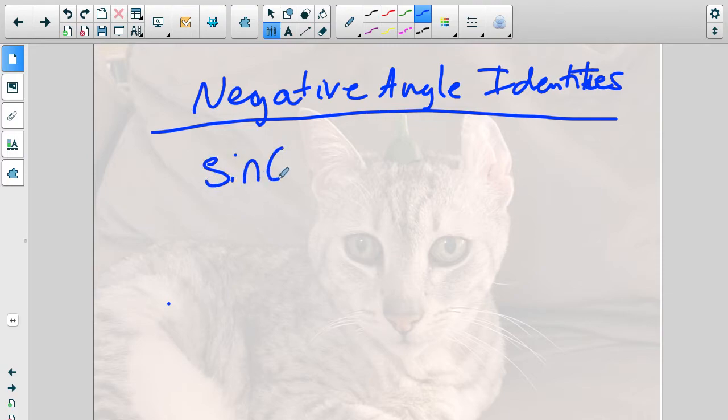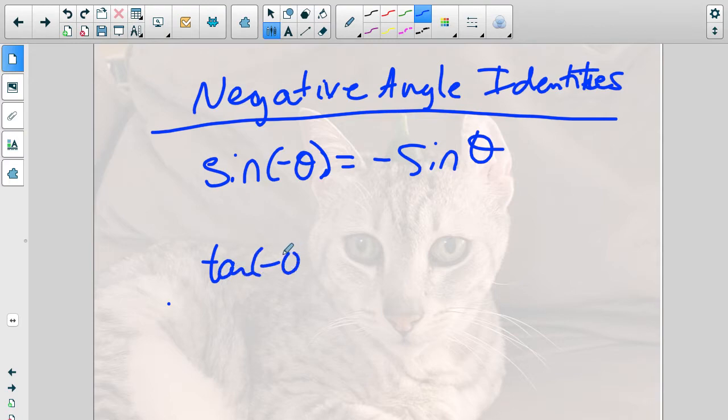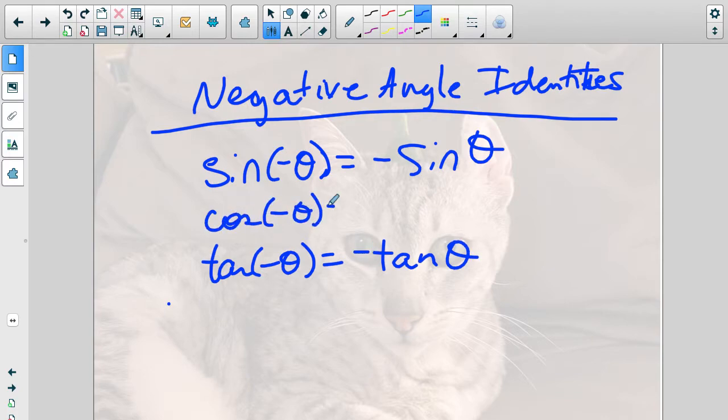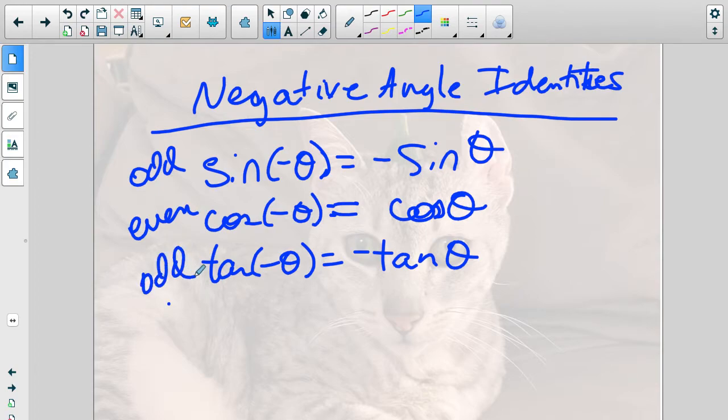We have sine. Sine of negative theta and sine of theta are not equal to each other, they're opposites of each other. Tangent of negative theta and tangent of theta are not equal to each other, they're opposites. But with cosine, what did you see? With cosine, it didn't matter which way I went, I got the same answer. They're equal, okay? That means this one is odd, this one is even, and this one is odd. Okay, you can write them down.